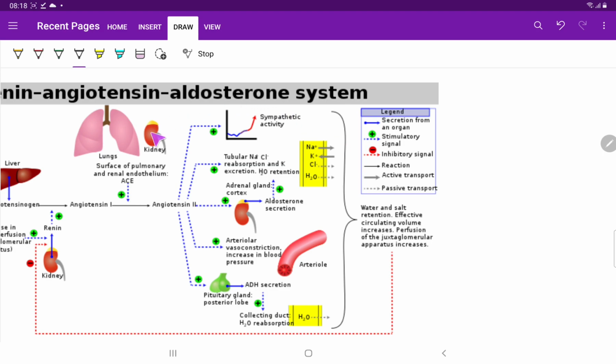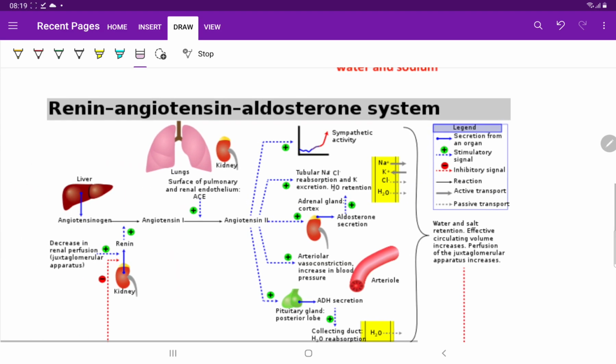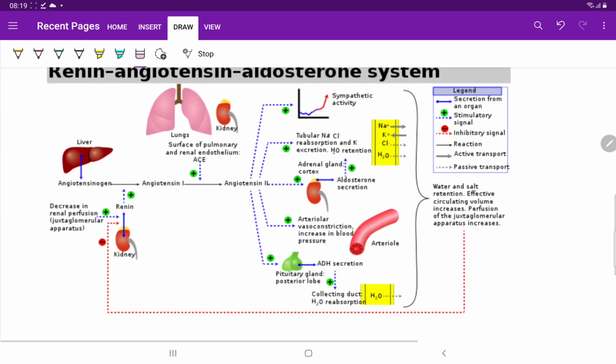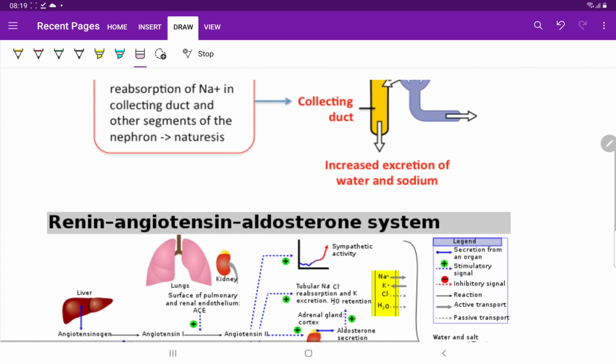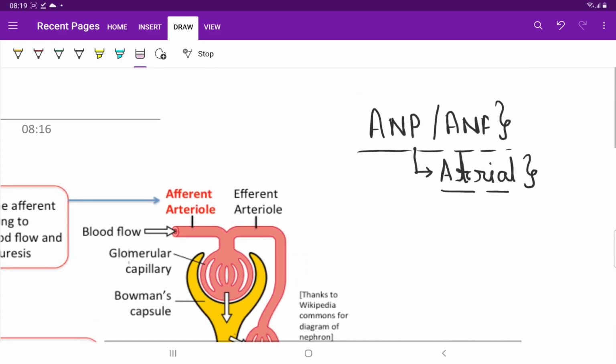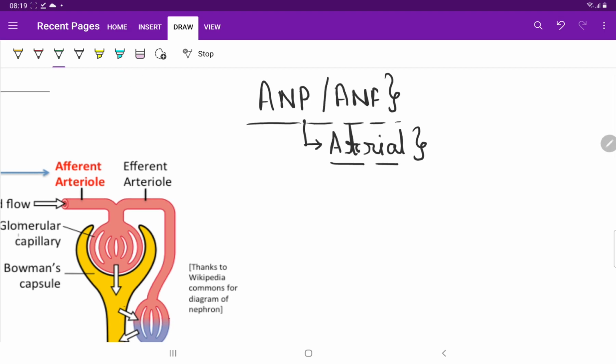Ultimately, what is the ultimate effect of this renin angiotensin system? The blood pressure which had dropped is restored; it increases. So blood pressure was increased by the renin angiotensin aldosterone system. The aldosterone hormone was involved, angiotensin was involved, and antidiuretic hormone was involved. Now this atrial natriuretic peptide has exactly the opposite function.